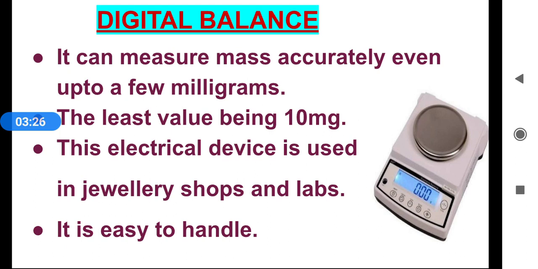Next instrument is digital balance. Nowadays, for accurate measurements, digital balances are used, which measure mass accurately even up to a few milligrams, the least value being 10 milligram. This is an electrical device. It is easy to handle and commonly used in jewelry shops and labs.